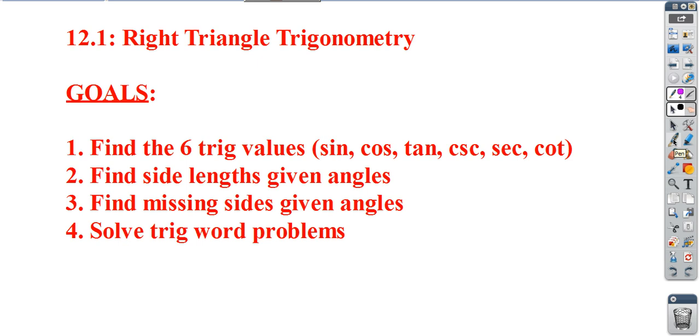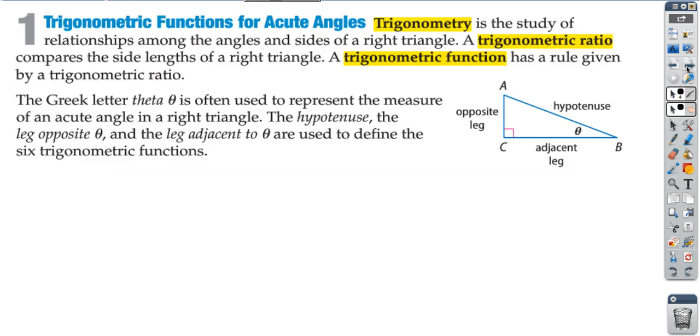So in this section, we'll be dealing with a couple basic things we want to do. First of all, learn how to find the 6 different trigonometry values, and those are sine, cosine, tangent, and then their opposites or their reciprocals, which are cosecant, secant, and cotangent. Those are abbreviated right there. Then we want to know how to go back and forth between, if they give you angles, how do you find missing side lengths? And then actually number 3 should say find angles given side lengths. That's a typo there. And then finally, solving word problems using trig would be our last goal.